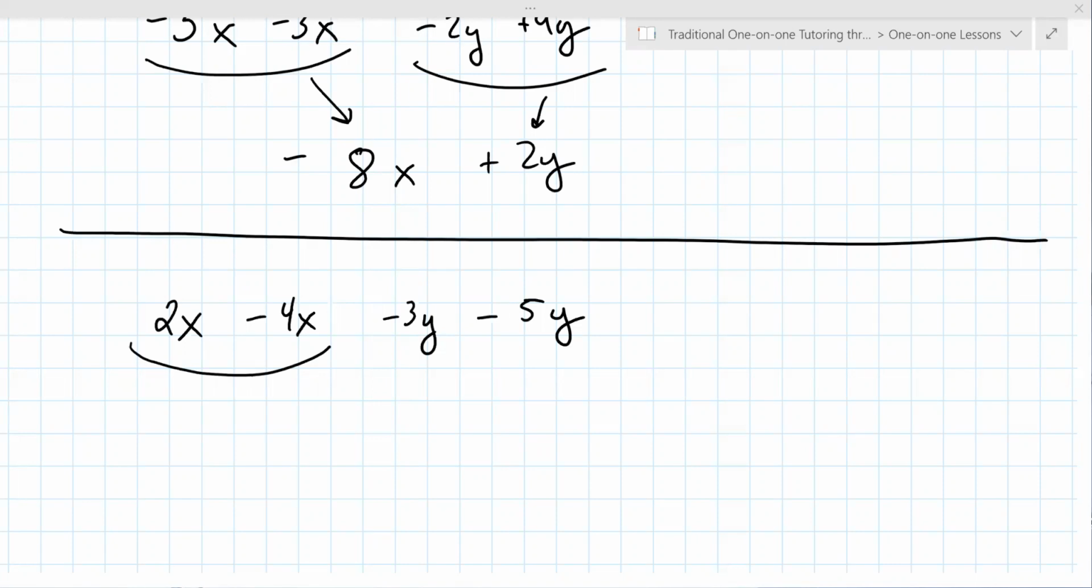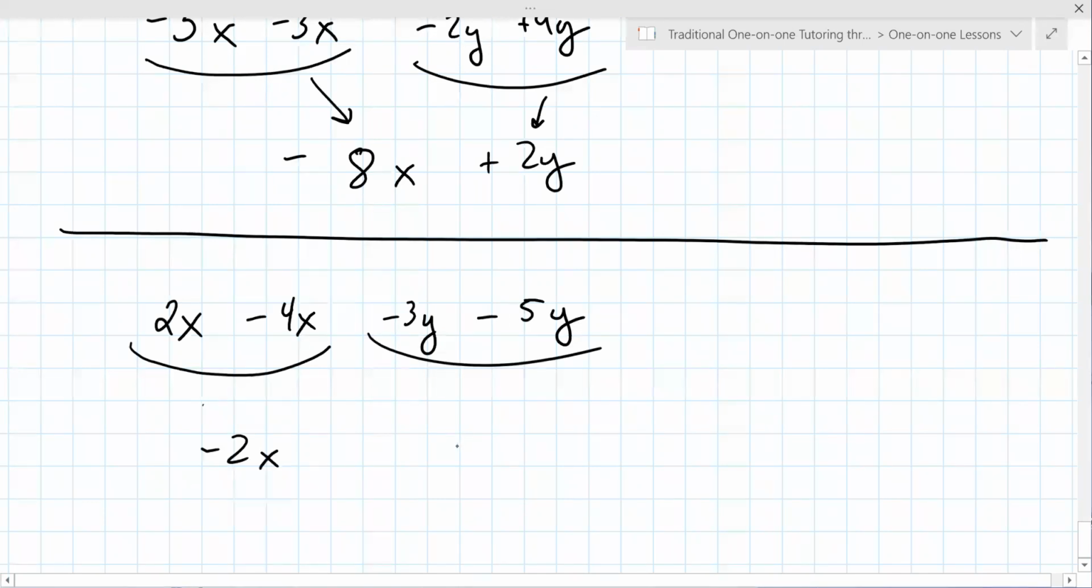What is 2x minus 4x? Negative 2x. Very good. And negative 3y minus 5y equals what? What is this part on the right here?